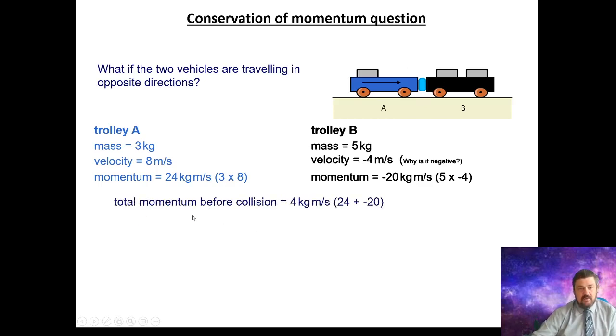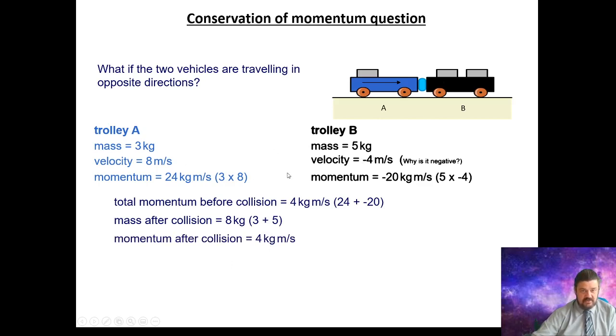So the total momentum before the collision, we add them up, 24 plus minus 20 gives you 4 kilograms meters per second. Mass after the collision is 8 kilograms, 3 kilograms plus 5 kilograms. This part isn't minus, it's only the velocity. So the momentum after the collision must equal 4 kilograms meters per second. As we've already worked out, 24 plus minus 20, 4 kilograms meters per second.